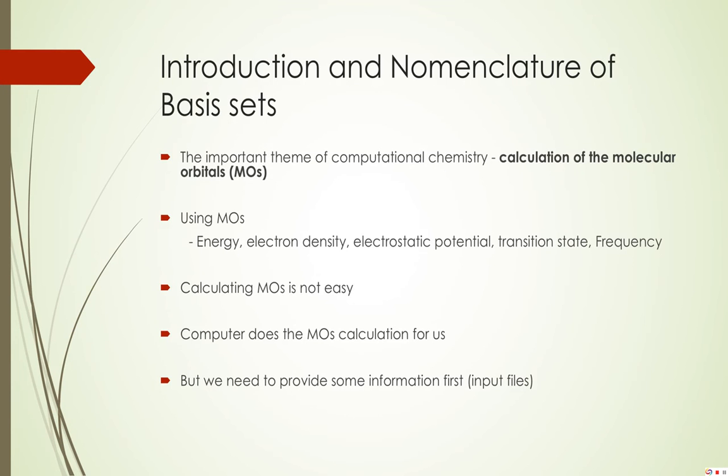So, introduction and nomenclature of basis sets. In computational chemistry, it's a very important thing, like calculation of the molecular orbitals, MOs, right? Using MOs, you have to think about energy, electron density, electrostatic potential, transition state, frequency, a lot of things. Using MOs, we can cover these, right? So calculating MOs is not easy. The computer does the MO calculation for us, but we need to provide some information first, like input files, a lot of information to put. You have to put it in, then you will get the result. Next slide.